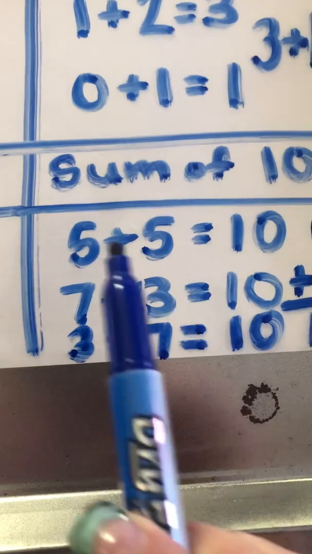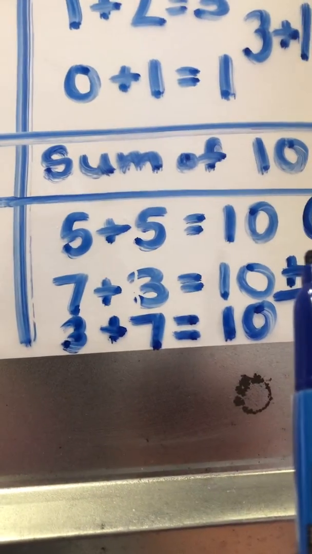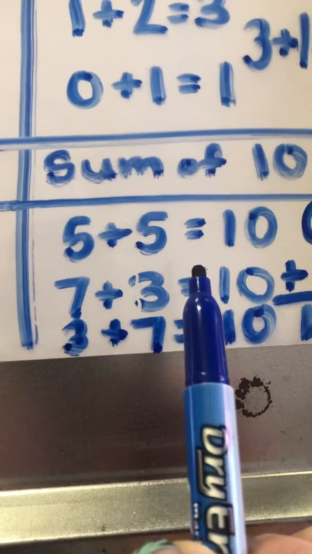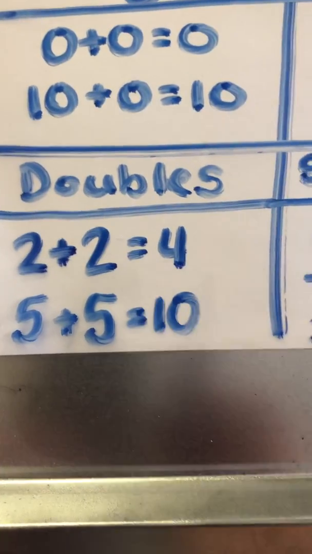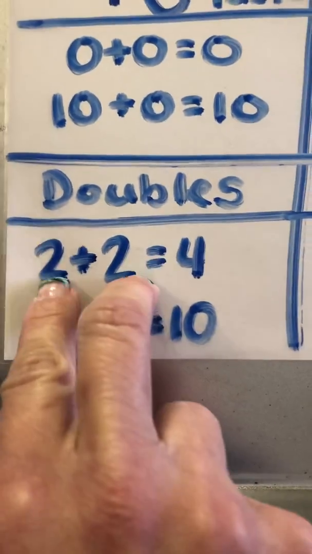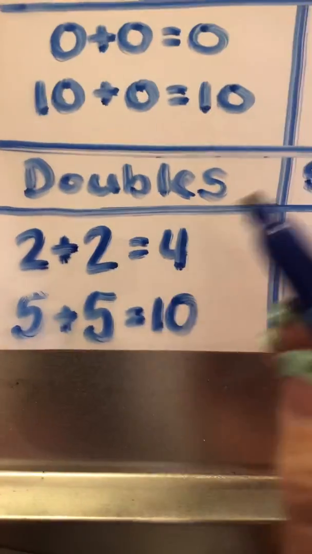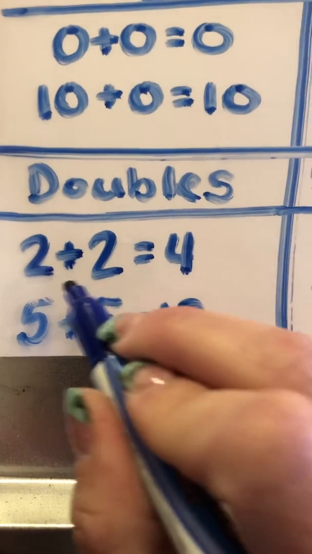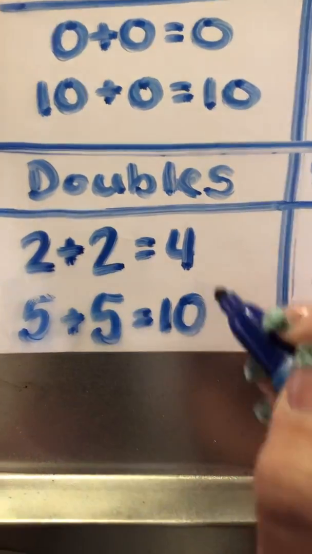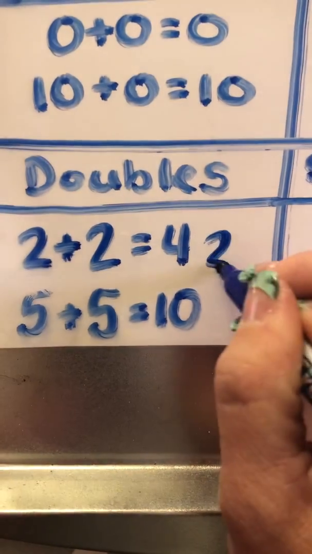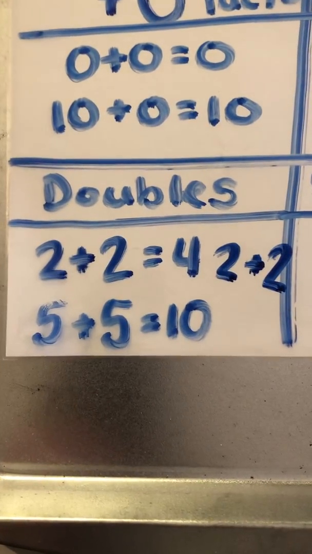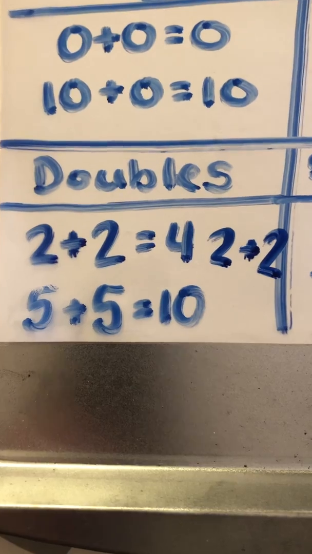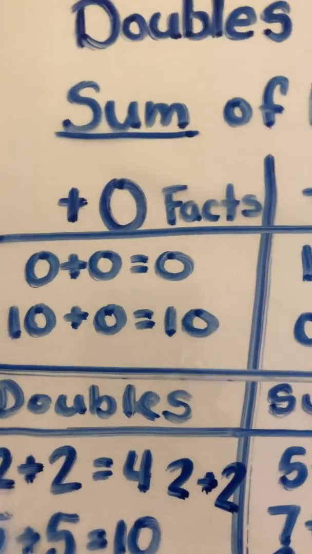The only type of math facts that do not have the turnaround are doubles facts, like 5 plus 5, 2 plus 2. That's because if you turned around the numbers in a doubles fact, it's going to be the same problem. 2 plus 2 is 4. If I flip-flopped my 2's, it's still going to be 2 plus 2. So doubles facts do not have turnarounds. But all these other ones do.